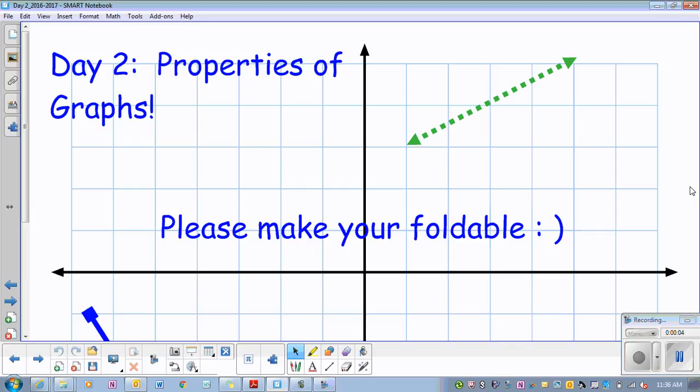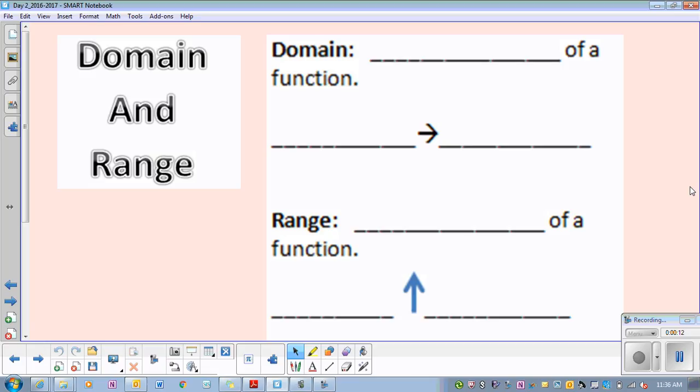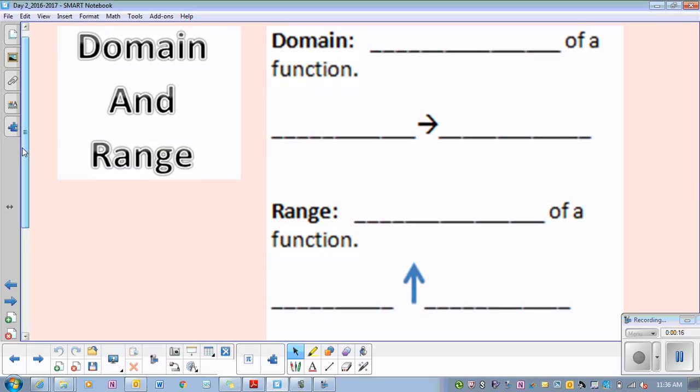It's dangerous. All right, so day 2, properties of graphs. We made our foldable and we have our practice worksheet. You guys ready? All right, so let's talk about domain and range. That is your first flap, I guess, right? On the top left.